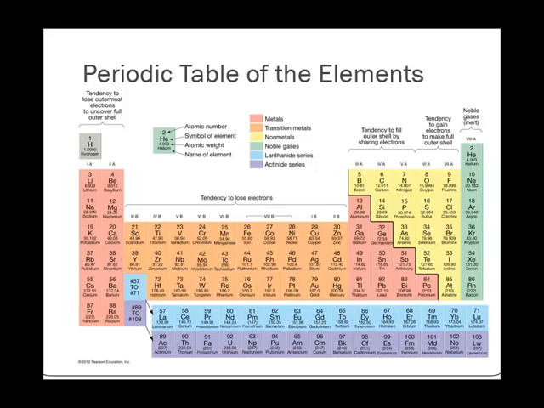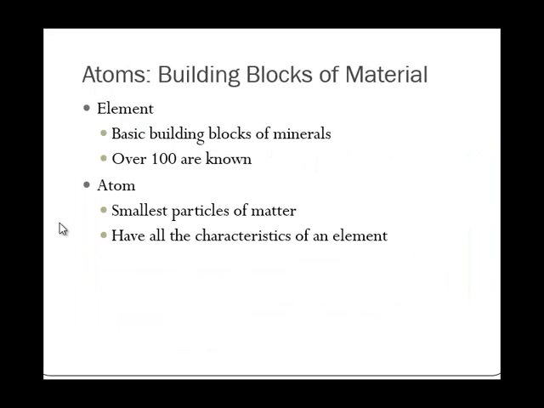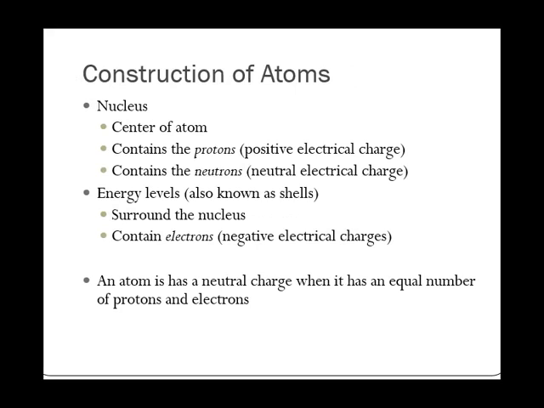They're the elements, which are really types of atoms. An atom of hydrogen is the element hydrogen. So atoms are the smallest particles of matter, and they have the characteristics of an element, which means it cannot be broken down into a different substance.